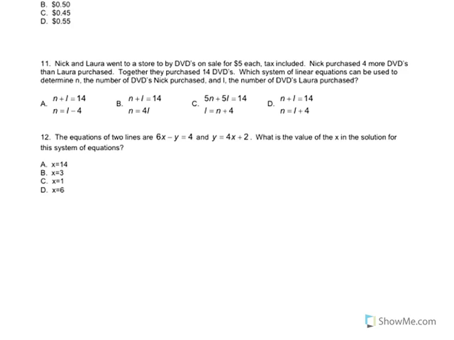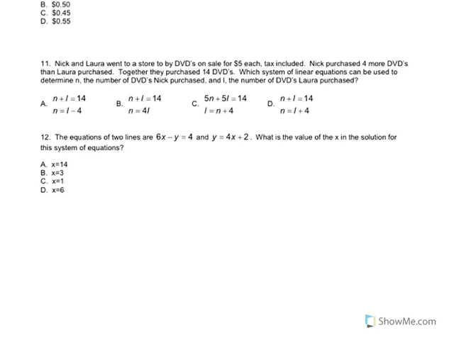Okay, number 11 says Nick and Laura went to a store to buy DVDs on sale for $5 each, tax included. Nick purchased 4 more DVDs than Laura purchased. Together they purchased 14 DVDs. Which system of linear equations can be used to determine N, the number of DVDs Nick purchased, and L, the number of DVDs Laura purchased?